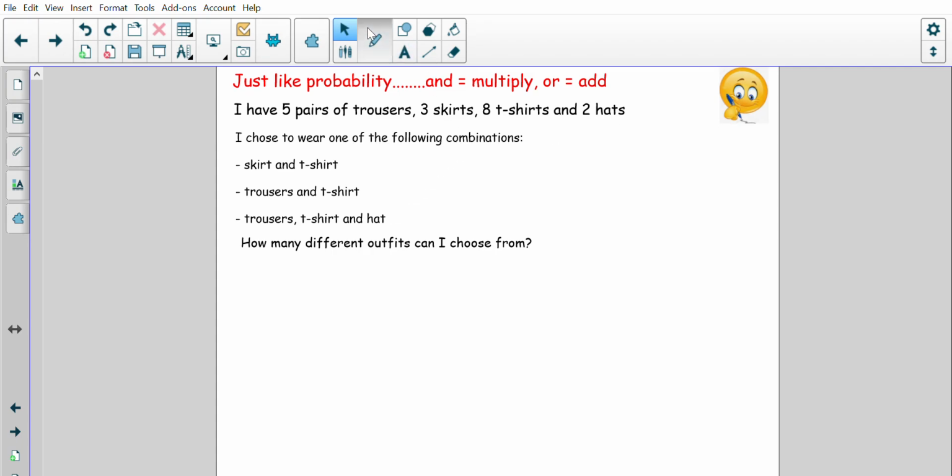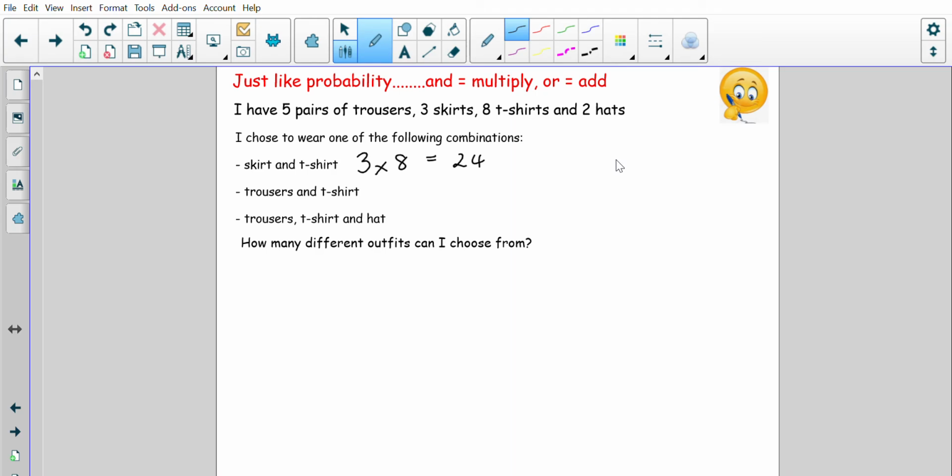So if we just work our way through them, how many combinations of skirt and t-shirt have we got? Well, 3 skirts and 8 t-shirts. It's different pots, so I don't need to divide, so that's 24 combinations. For trousers and t-shirt, I've got a choice of 5 trousers and 8 t-shirts. Different pots, don't divide, so that's going to give me 40 combinations. Trousers, t-shirt and a hat, so 5 trousers, 8 t-shirts and 2 hats, different pots, don't need to divide, so that gives me 80 possible combinations.